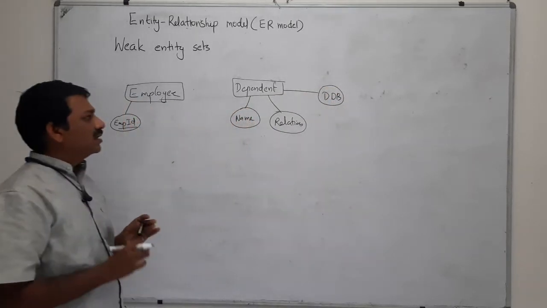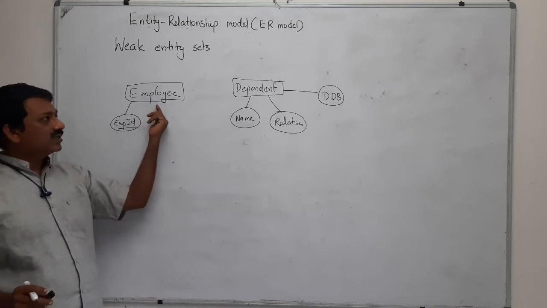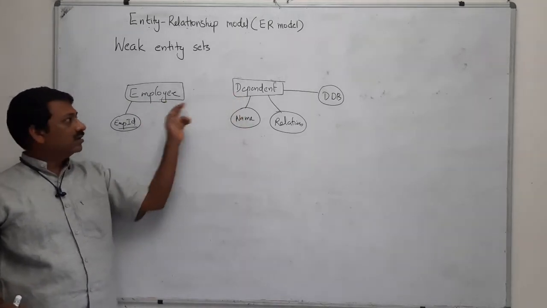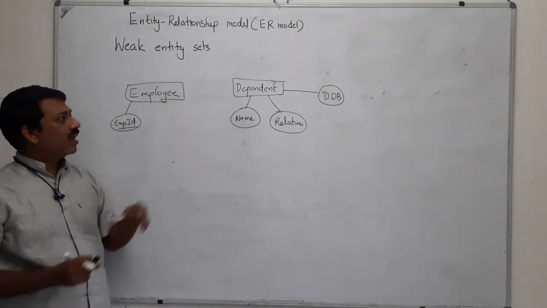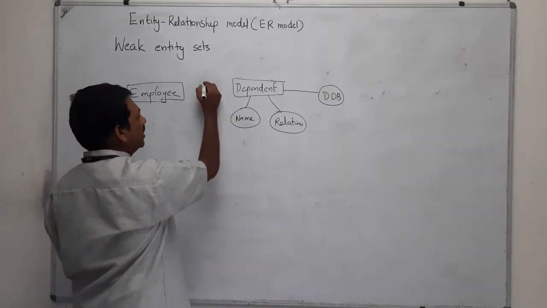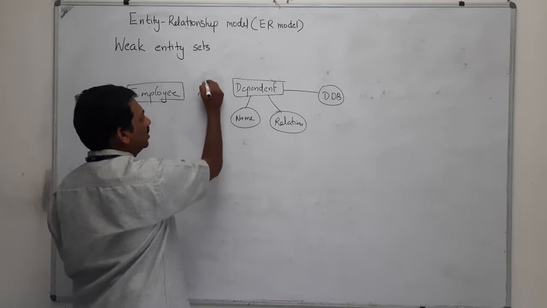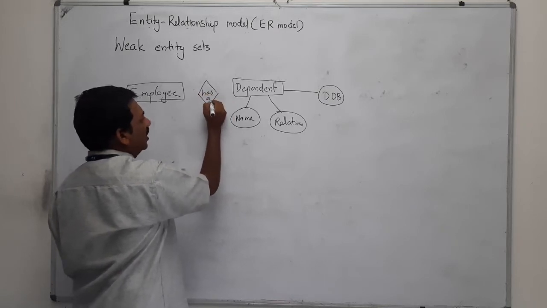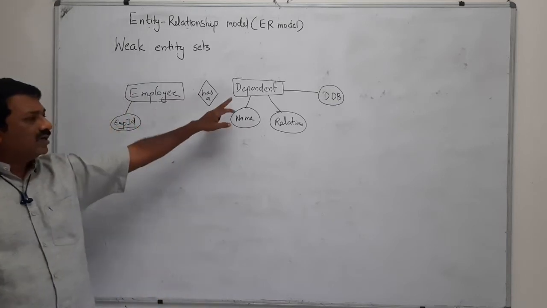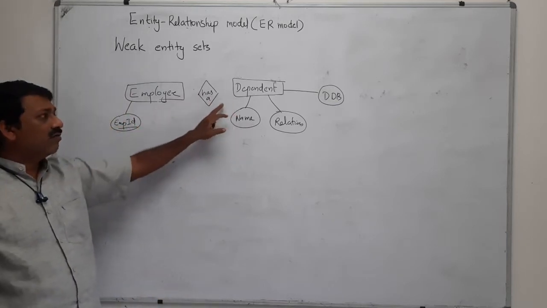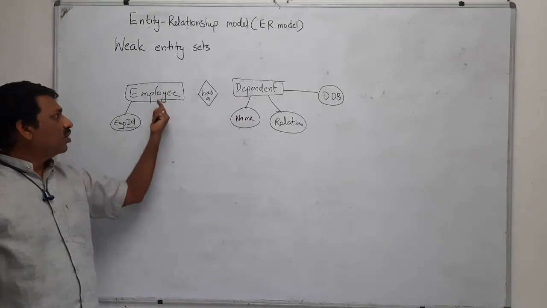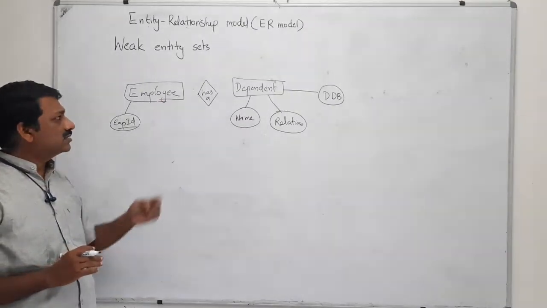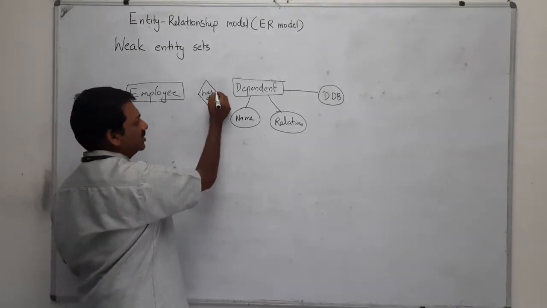That means this employee has a dependent, and this is related to the employee using a relationship which is: employee has a dependent. An employee can have more than one dependent, or an employee may not have any dependent. That means this is a kind of relationship.